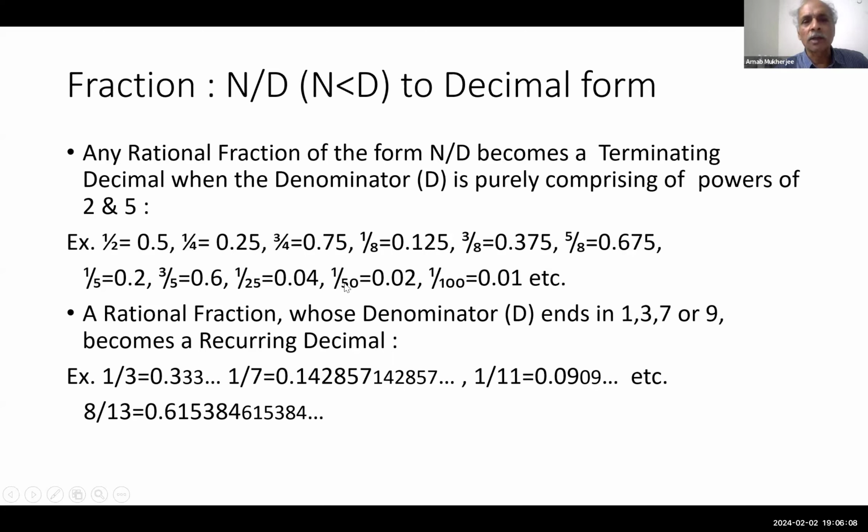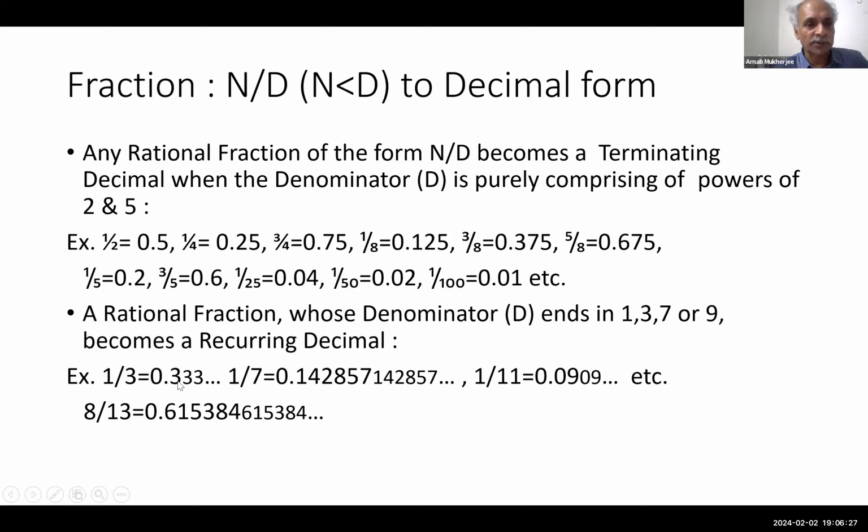That way, 100 or 50 or 2.5, these all have maximum power 2. Therefore it is coming with 2 digits after the decimal point. A rational fraction whose denominator ends in 1, 3, 7 or 9 becomes a recurring decimal.